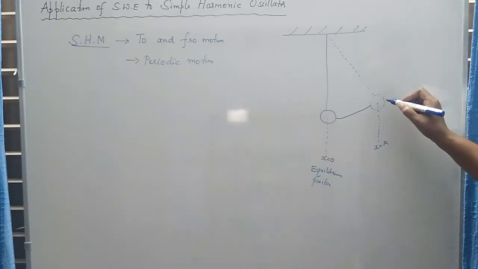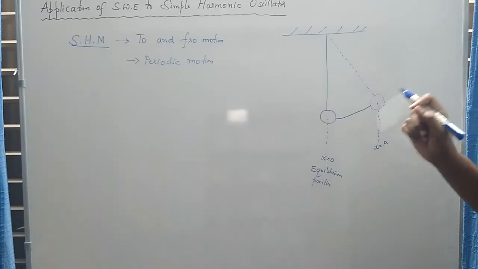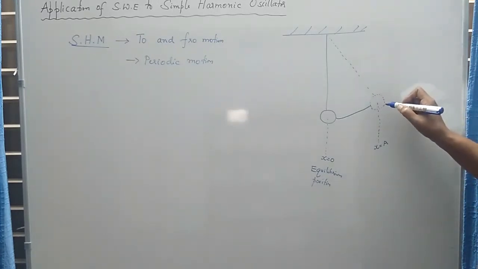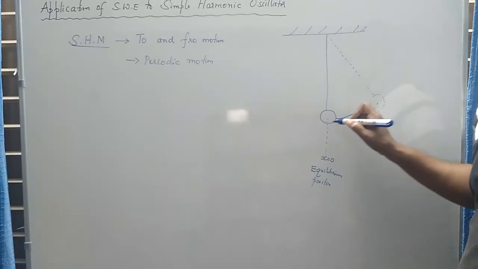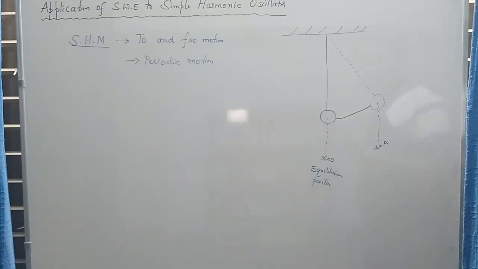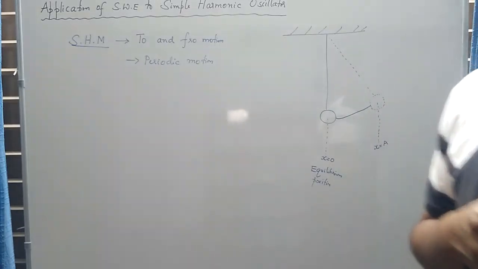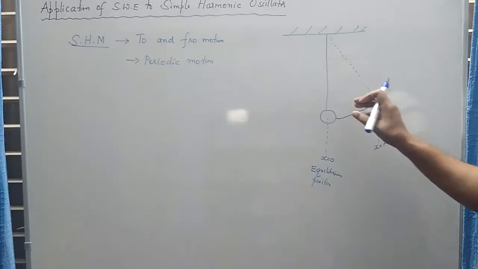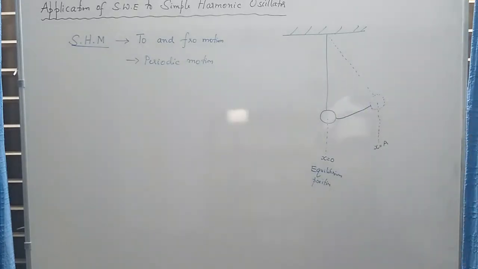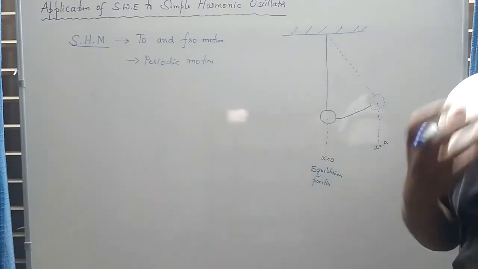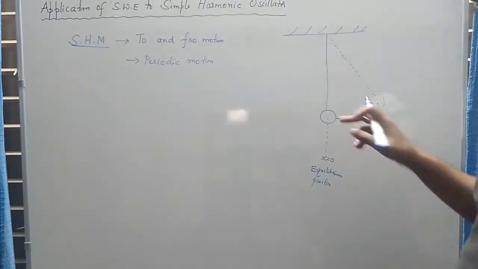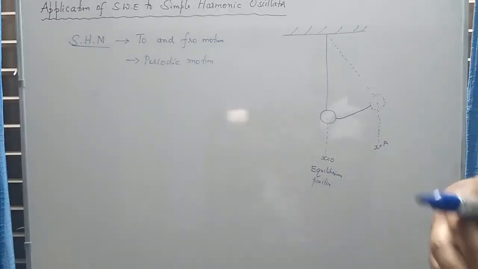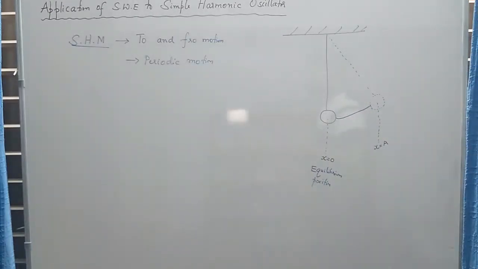When I leave the particle, it will always prefer to go back to its equilibrium position. So the particle will move towards its equilibrium position, which is x equal to 0. But when the particle comes back to x equal to 0, it cannot immediately come to rest, because it is carrying certain momentum. That is, it cannot immediately stay at its equilibrium position.